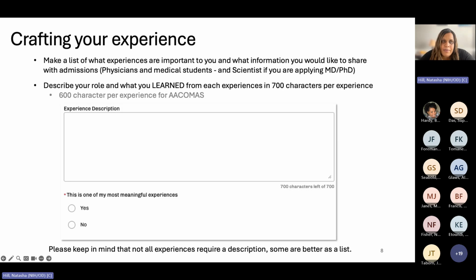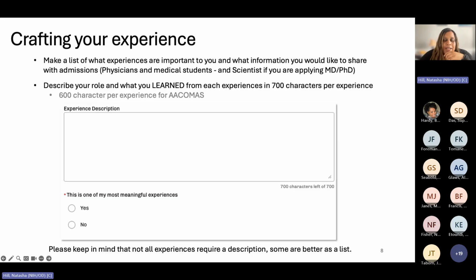And then you're going to describe your role in the experience. What did you do? And then what you learned from the experience in 700 characters for AMCAS. And for those of you applying to AACOMAS, you have 600 characters to describe this in.